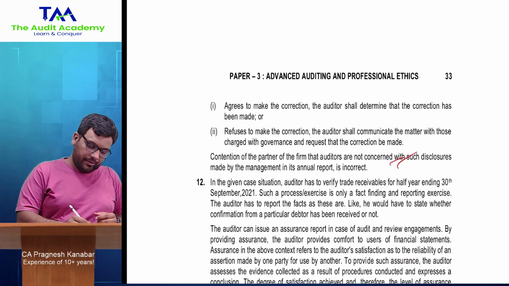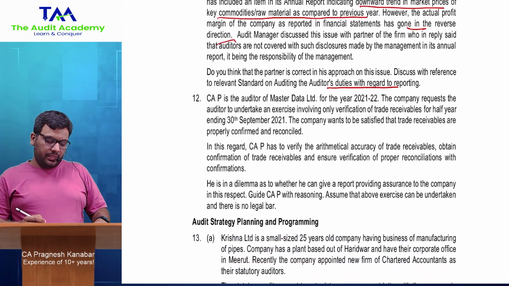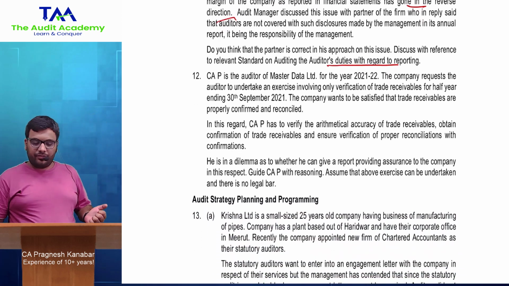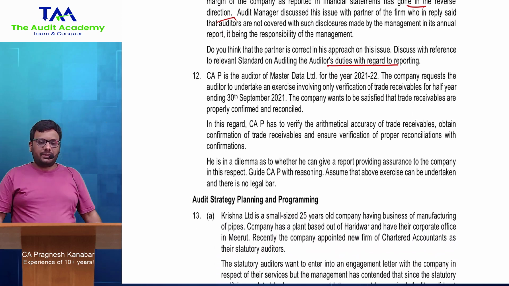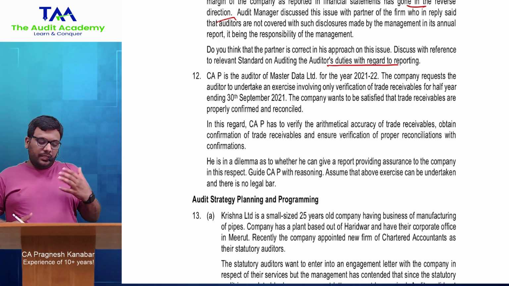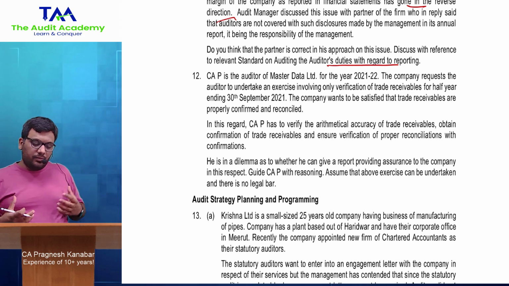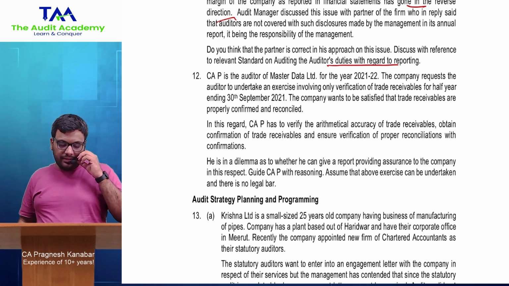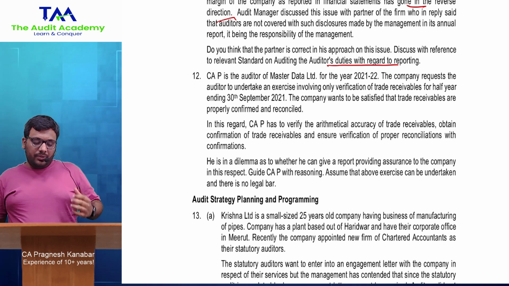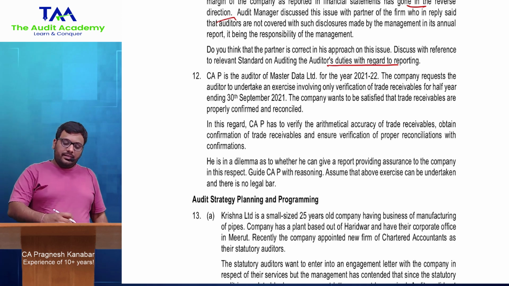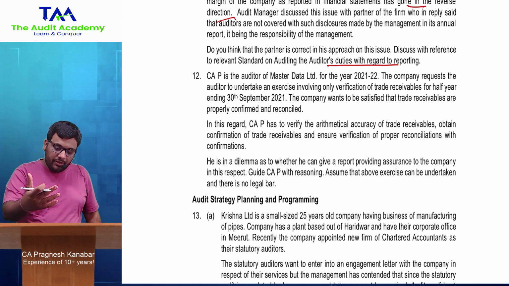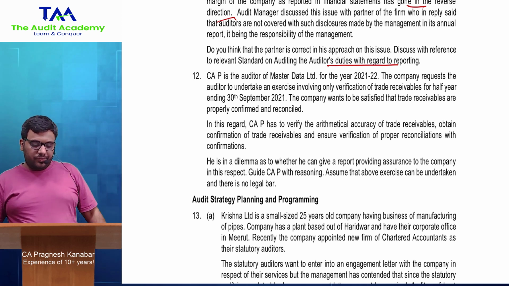All right. Okay. Now, CAP is the auditor of Master Data Limited for the year 21-22. Here, I really love this question. You know, asking a question at such a basic level. This was awesome. CAP is the auditor of Master Data Limited. The company has requested the auditor to undertake an exercise involving verification of trade receivables for the half year ending 30th September 2021. The company wants to be satisfied that trade receivables are properly confirmed and reconciled. In this regard, CAP has to verify the arithmetical accuracy of trade receivables, obtain confirmation of trade receivables, and ensure verification of proper reconciliation with the confirmation.